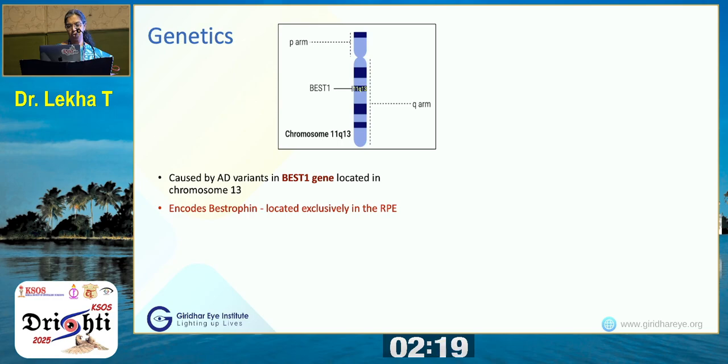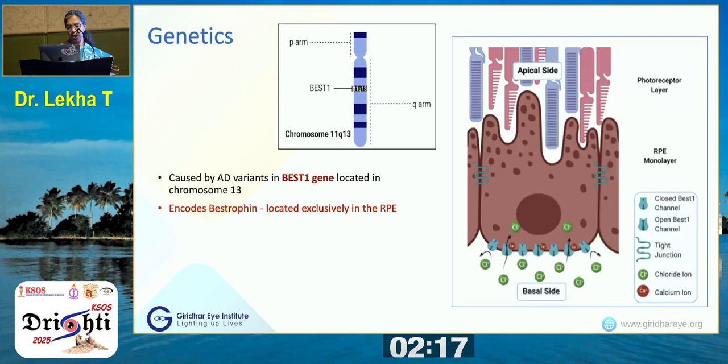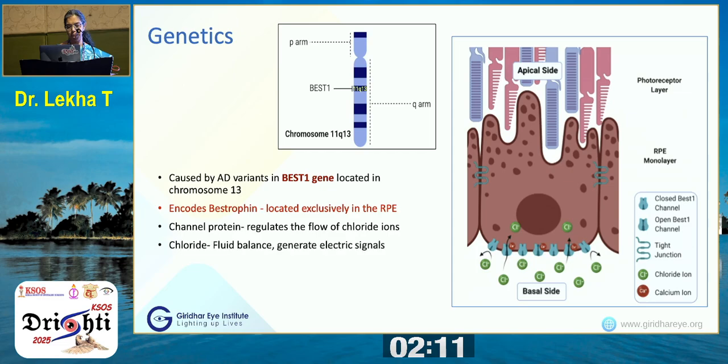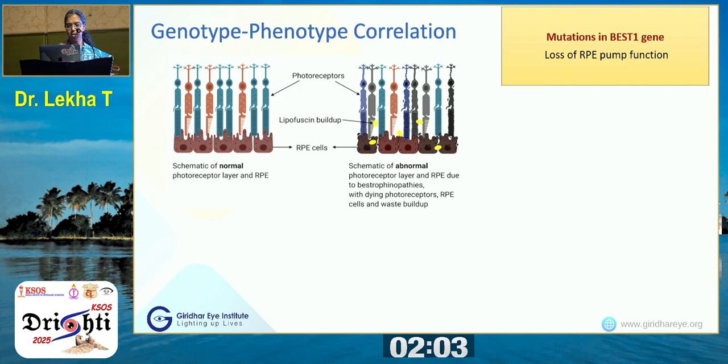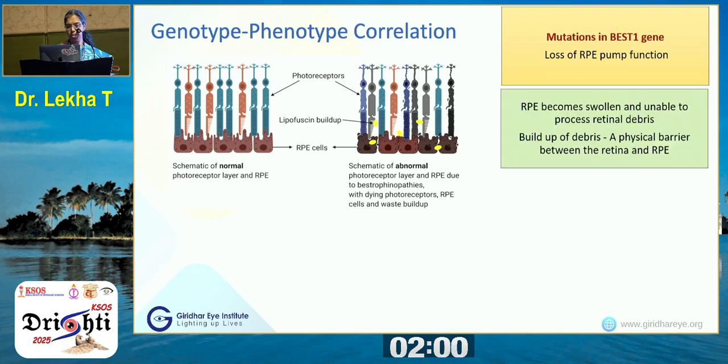It encodes bestrophin, which is located exclusively in the RPE, and its main function is as a channel protein. This regulates the flow of chloride ions in the basolateral membrane of the RPE. So chloride is important for fluid balance and generating electric signals. So basically, it has a lot to do with the RPE pump function. So when there is a mutation in the BEST gene, there will be loss of this pump function.